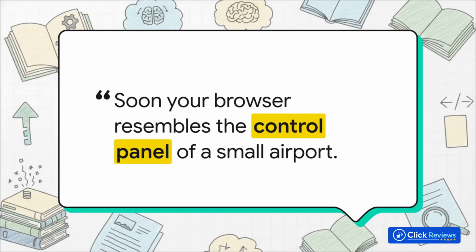Soon your browser basically resembles the control panel of a small airport. You've got a tab for competitor descriptions. You've got a tab for reader reviews, another one for some niche blog post. The research is just trapped in whatever format you found it in. This creates what we like to call AI tab soup.